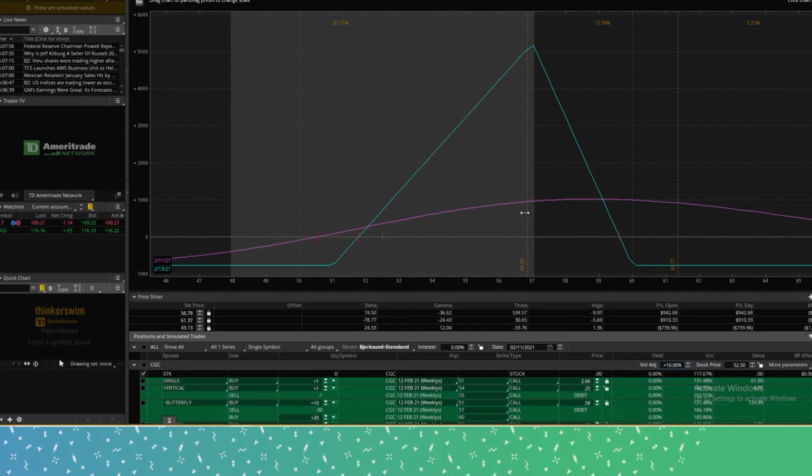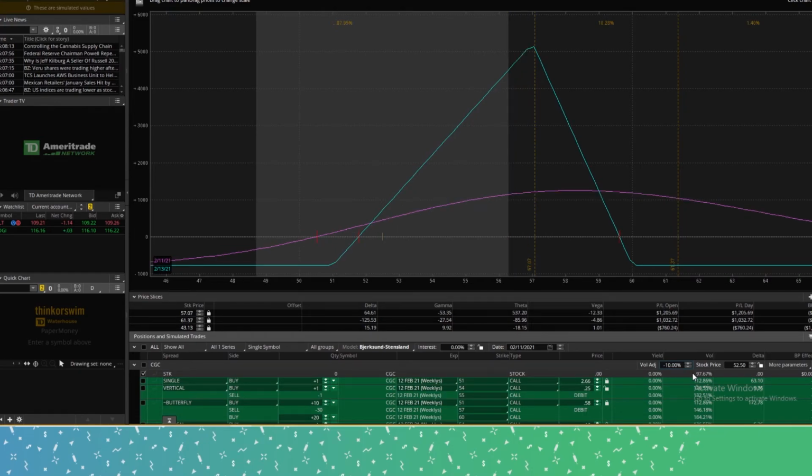Also reflected in the fact that if we look at this price slice, we have negative vega exposure, meaning our sensitivity to implied volatility is that if it goes up, we lose money. If it goes down, we make money. So what about if volatility were to go down 10%? Well, we can come over here, -10, and you can see that we actually make some money.